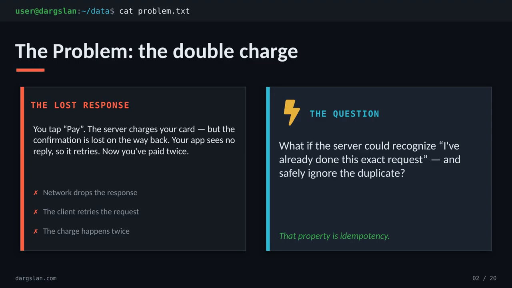You tap pay, the server does its job and charges your card, but somewhere on the way back, the confirmation gets lost. Your app, sitting there waiting, assumes nothing happened and quietly retries. The charge fires again. Now, what if the server could simply recognize, wait, I've already handled this exact request, and shrug off the duplicate? That recognition, that's idempotency.